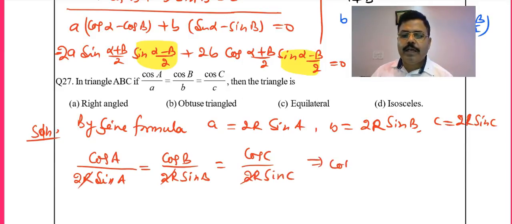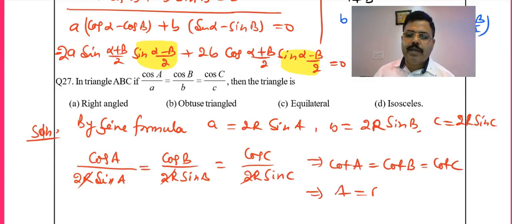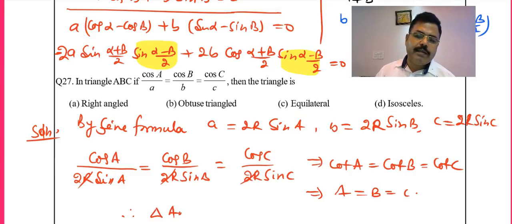This implies cot A is equal to cot B is equal to cot C. This is possible if and only if A is equal to B is equal to C. And therefore, the triangle ABC is equilateral.